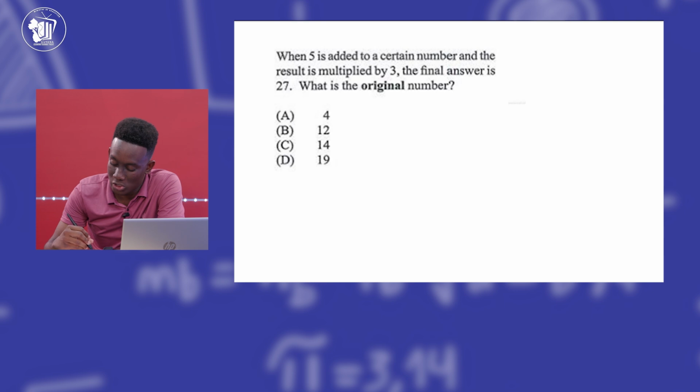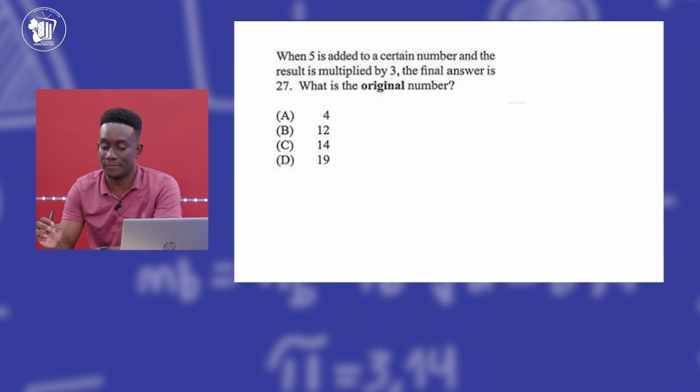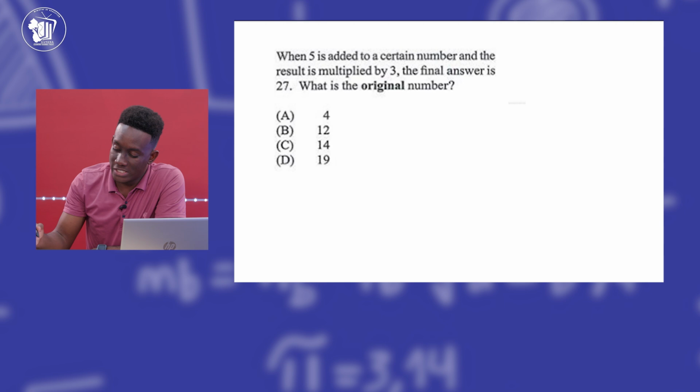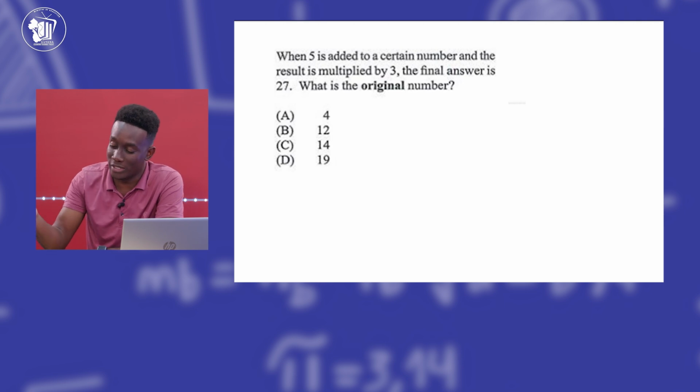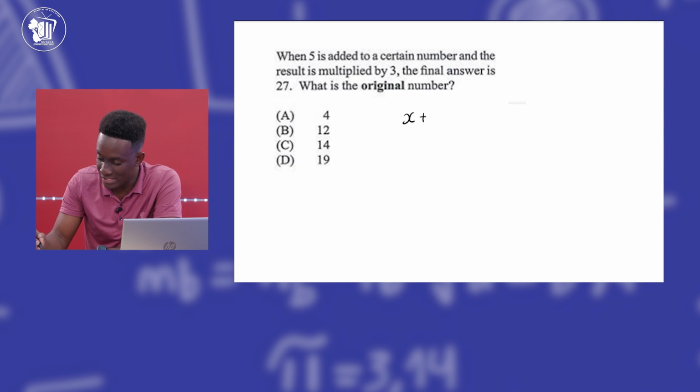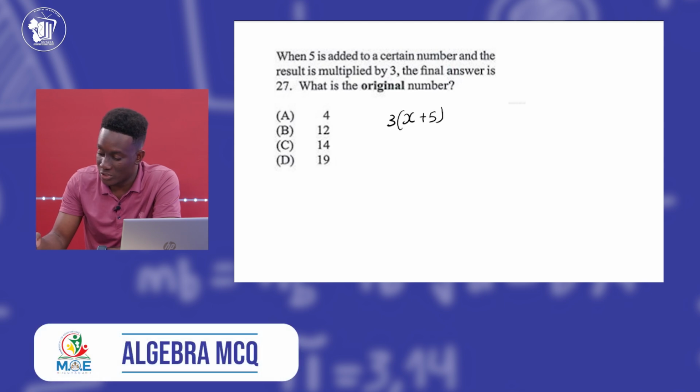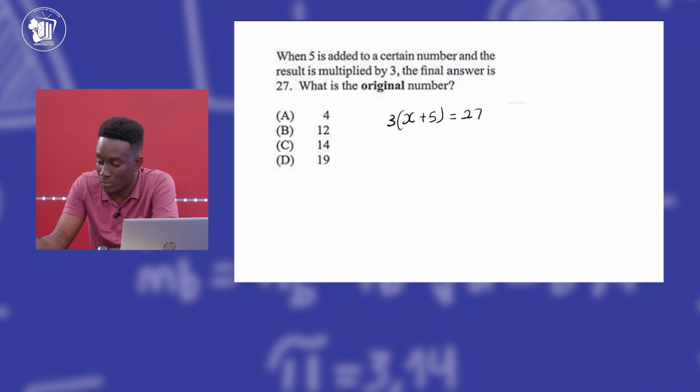So the first thing we need to do is come up with an equation to represent this statement. It says when 5 is added to a certain number. What is that certain number? We don't know what that certain number is. So in cases like these, when we don't know the value of a number, we put a variable, or a letter, to represent it. So we can say x. When 5 is added to this number, the result is multiplied by 3. So we put everything in brackets and multiply it by 3. The final answer is 27, so this is equal to 27. They want to know what the original number is.